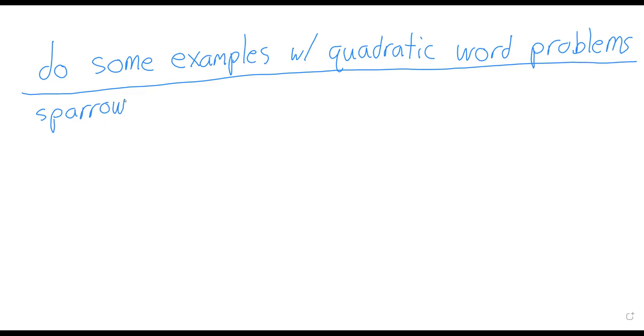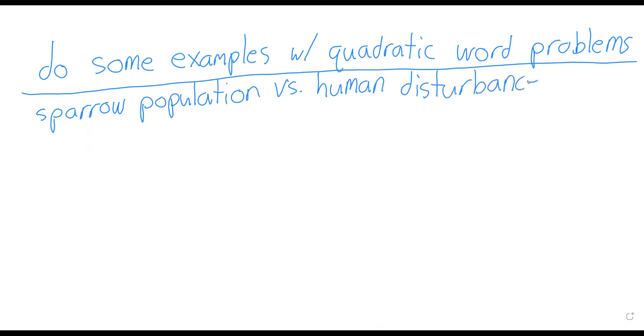an example that has shown up in a few places by now is house sparrow population versus human disturbance. And the exact units of human disturbance aren't super critical, but human disturbance is a measurement of, well, pretty much what it says, how much human traffic and how much human activity is going on in the area.